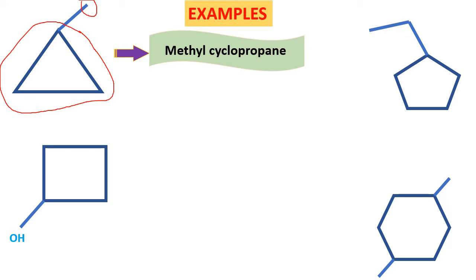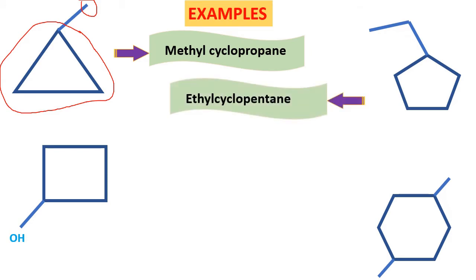Similarly, if you see this structure, it is made up of five carbon atoms which are forming the ring, which is the skeleton of the compound, and to the skeleton one ethyl group is attached. So this is called an ethyl group. This is acting as a substituent here. That's why the name of the compound is ethyl cyclopentane.